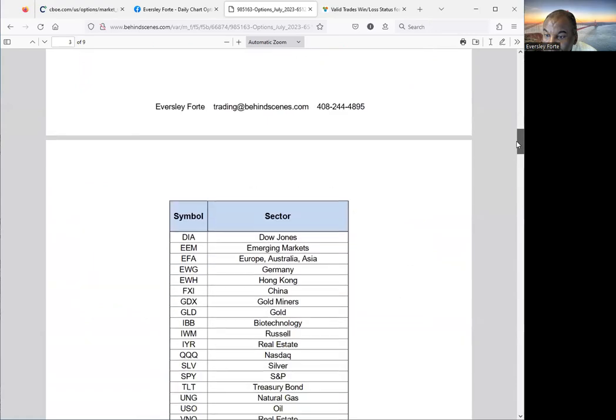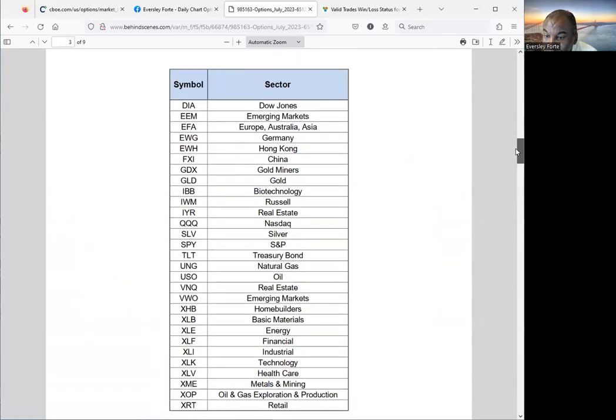Those of you who are not familiar with it, these are overall all the different sectors which we trade with options. But for the market internals, we're going to be focusing on the major indices. So it's going to be the Dow, NASDAQ, and S&P. Those are the three major markets which we trade with market internals. And that also includes the industrials with XLI.